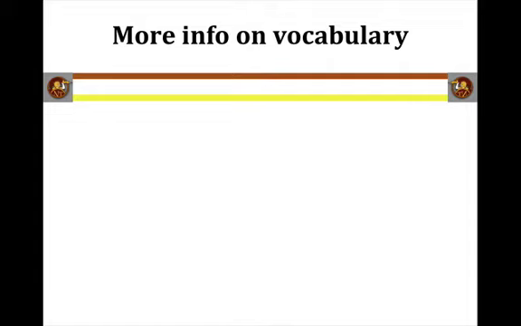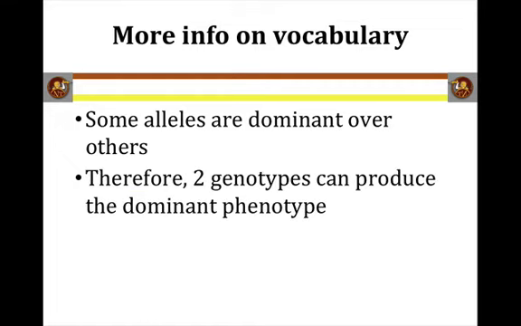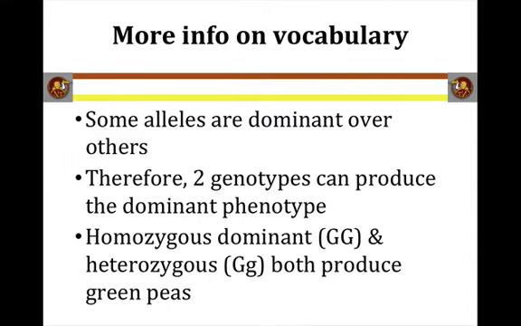So, last few notes on vocab. Okay. I was talking about dominant and recessive. Some alleles are dominant over others. So we can have 2 types of genotypes producing the exact same phenotype. Homozygous dominant and heterozygous both produce green peas. Dominant means to have power over or be stronger than.